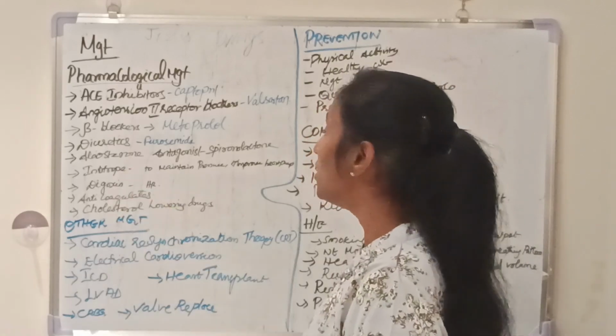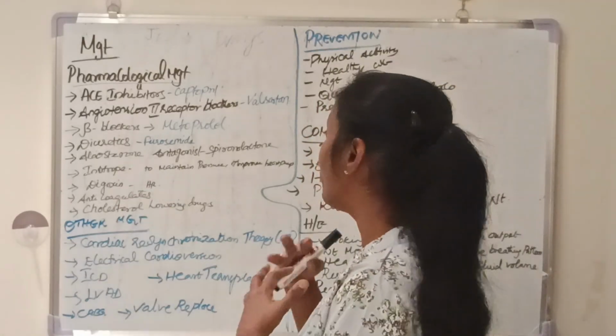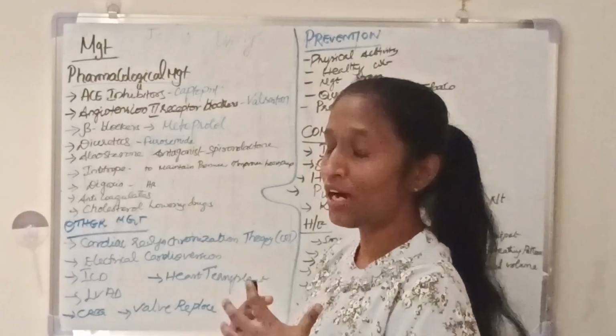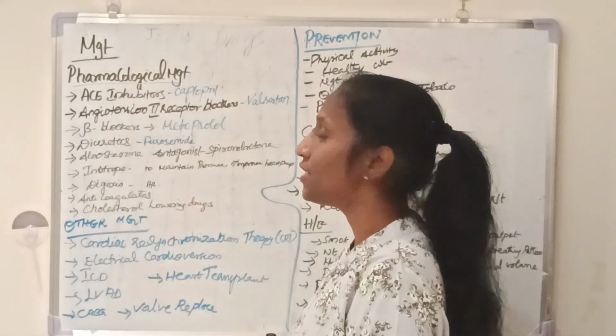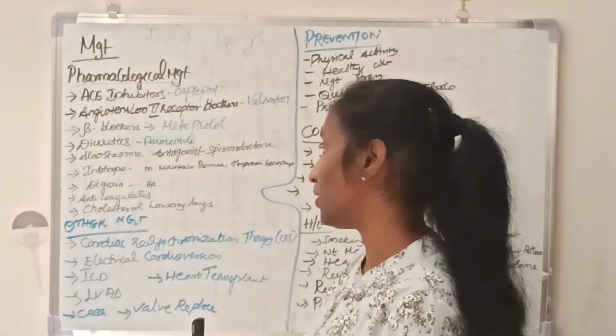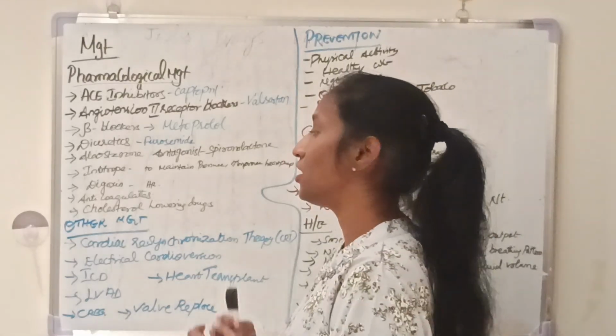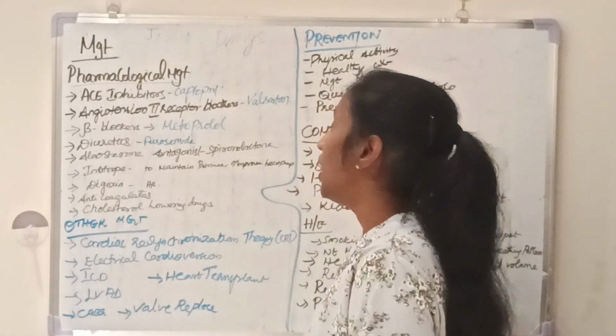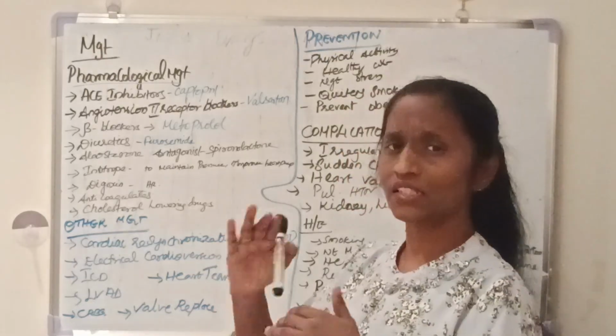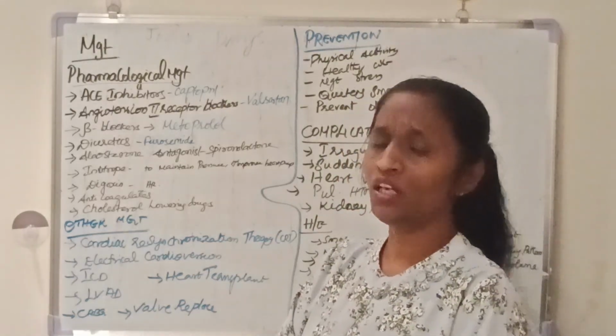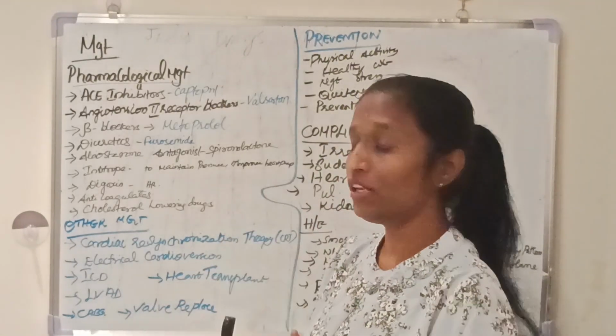Next is inotropes, to maintain the pressure and to improve the ability of the heart to pump. We are administering digoxin, it maintains the heart rate. Anticoagulants prevent the clotting of the blood and thin the blood. Cholesterol lowering drugs help to prevent the deposition of cholesterol in the lumen of the blood vessels.